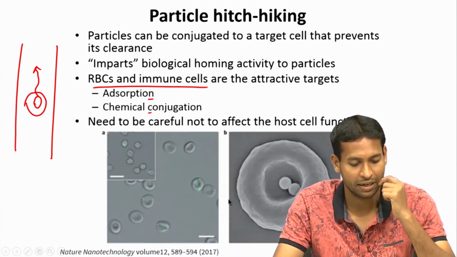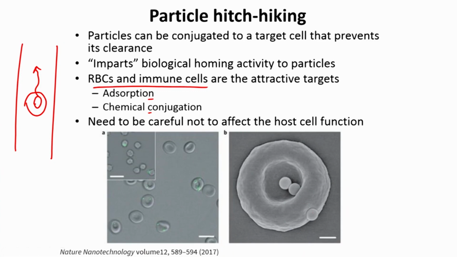So here is an example. Here you see that they had these green particles which they have then adsorbed onto the RBC. And then because of this adsorption, these have been shown to circulate in the body for a lot longer than the individual particles themselves. So what you can do is isolate some blood, incubate your particles, let them adsorb onto the RBCs, and then you can just infuse it back into the patient, and these particles will then continue to circulate as long as the RBC is circulating or until they degrade.